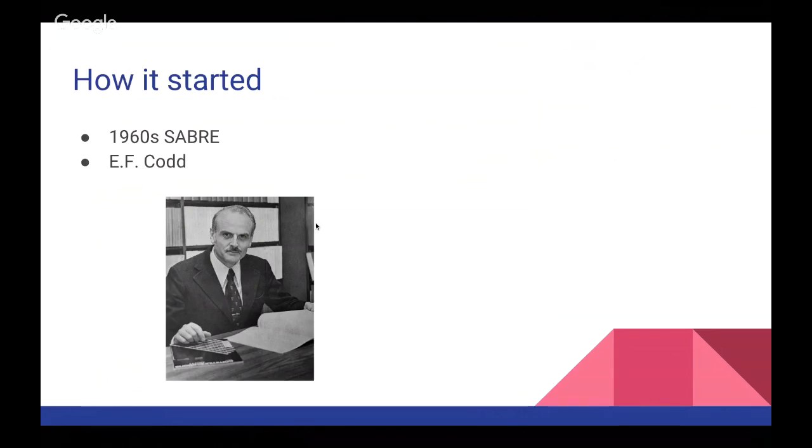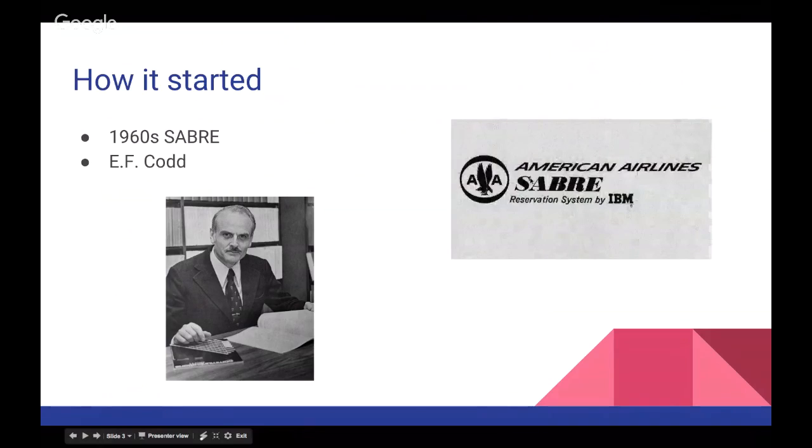E.F. Codd published a paper on database computing, which essentially introduced the idea and the concept of database being viewed in the computing community. And one of the first programs to have a database was the American Airlines program of Sabre. And this was paired with IBM, and this started back in the 1960s.